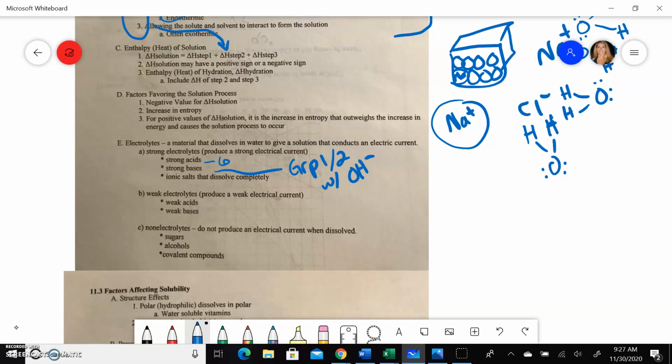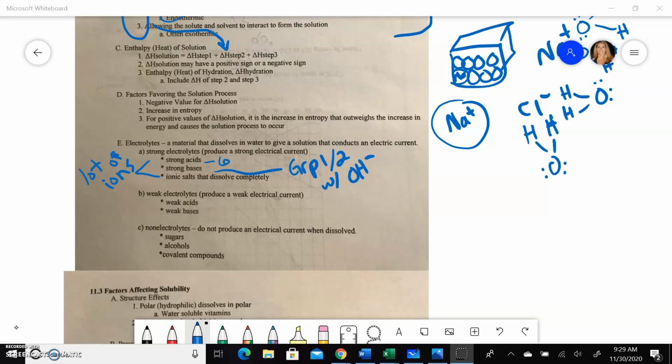And so for every NaOH that you have, you're going to end up with a sodium ion and a hydroxide ion. So you get a whole lot of ions out of it, which is why they conduct electricity well, or they carry currents well. They can have an electric current, is what I should say. They're not actually producing the electricity.